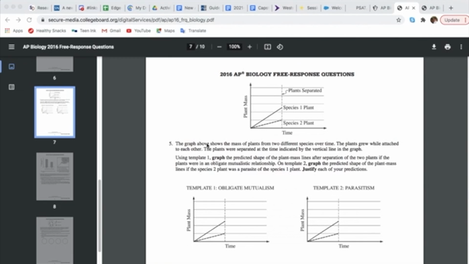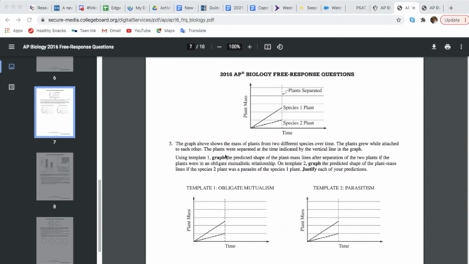So the graph above shows the mass of plants from two different species over time. The plants grew while attached to each other. The plants were separated at the time indicated by the vertical line in the graph. So this is the graph it's talking about, and this is a vertical line. Using template 1, graph the predicted shape of the plant mass lines after separation of the two plants if the plants were in an obligate mutualistic relationship.